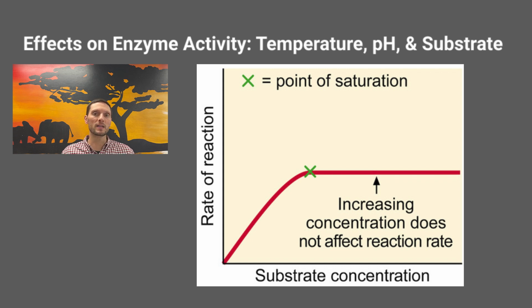As more and more substrate is added, assuming that the amount of enzymes stays the same, eventually all of those enzymes will be occupied. And so at that point, it becomes saturated and the reaction rate eventually plateaus. It can't go any faster because there's just not enough enzymes to be able to process all of the substrates. So it increases and then levels off after it becomes saturated.